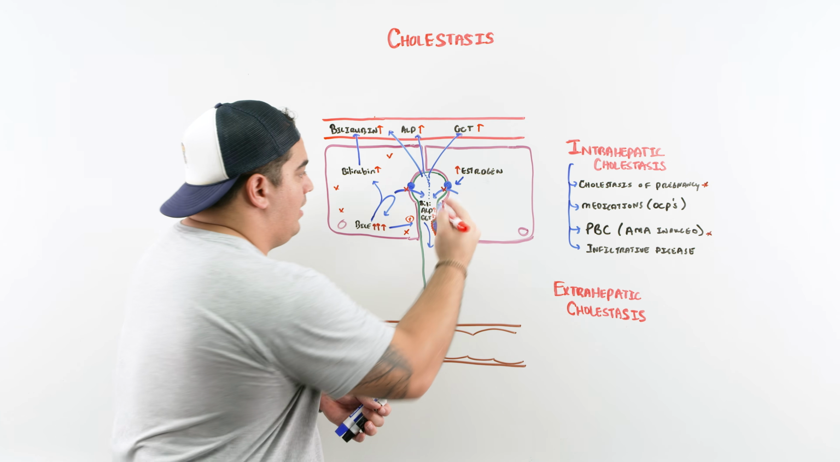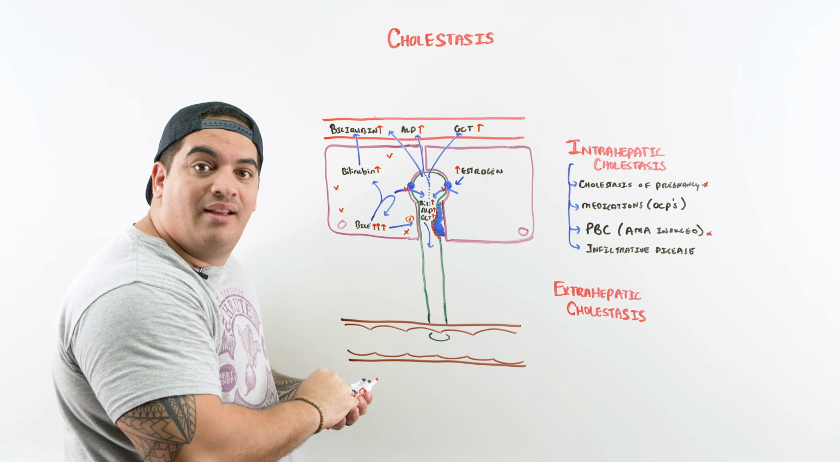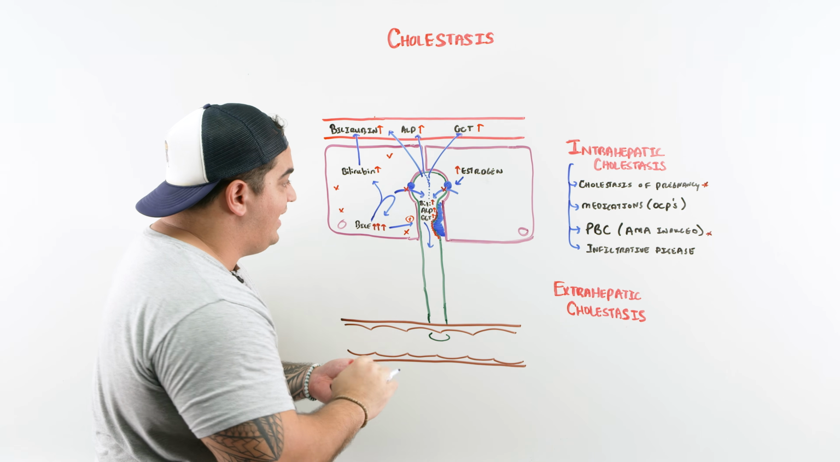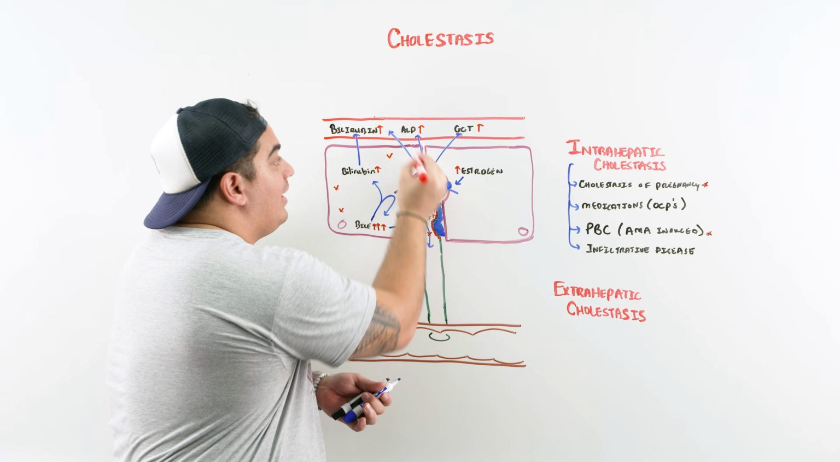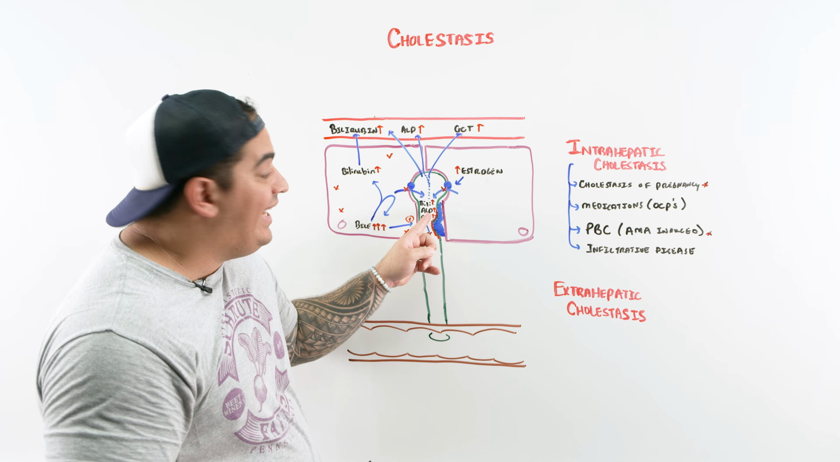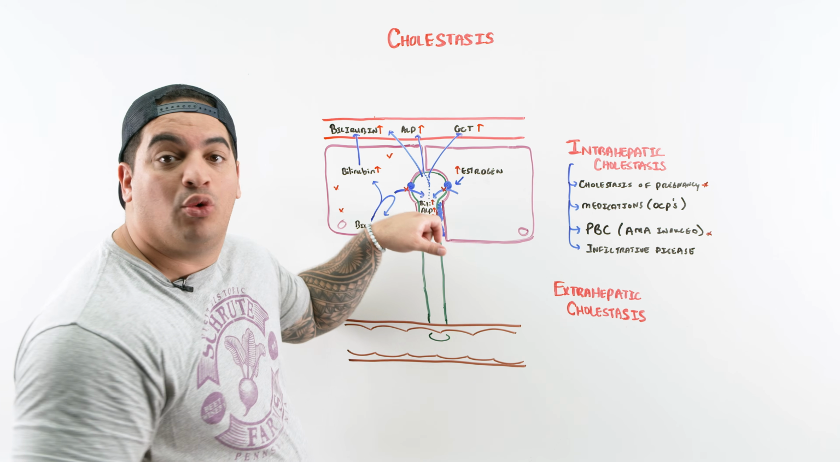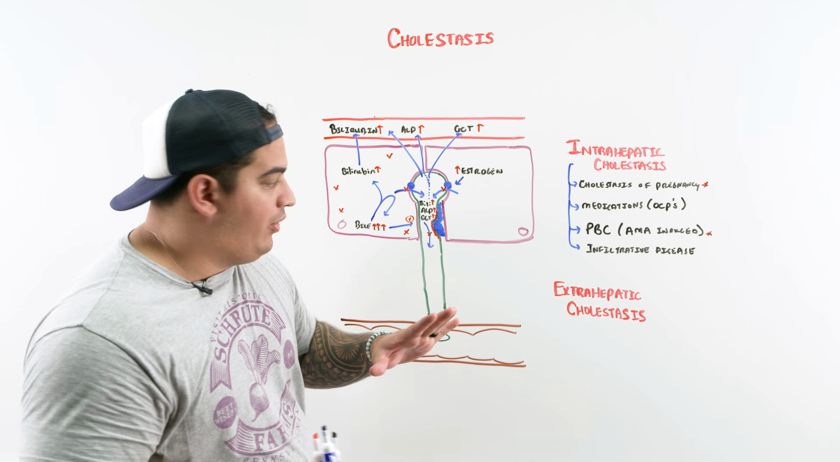Bilirubin is also going to be here as well. And if you have something that's impeding the flow in the liver, that's going to lead to these guys backing up and going back into the bloodstream. So PBC and infiltrative diseases will impede intrahepatic flow. Cholestasis and medications will impede the secretion of bile. That's the big component there.